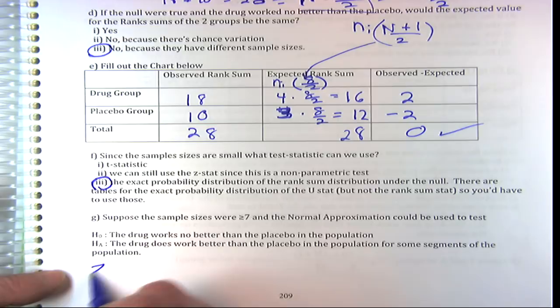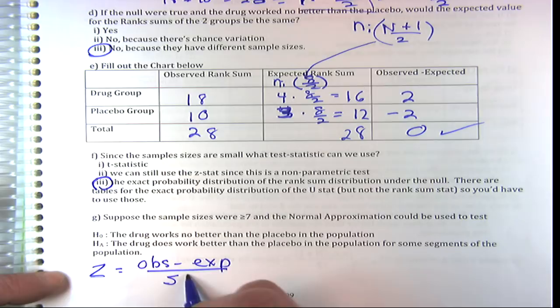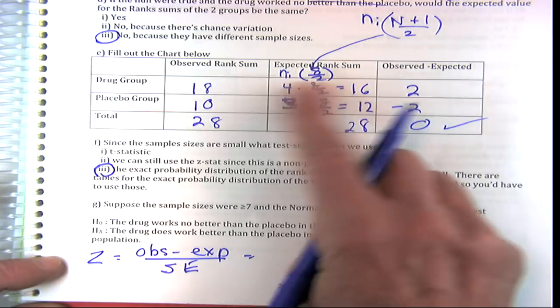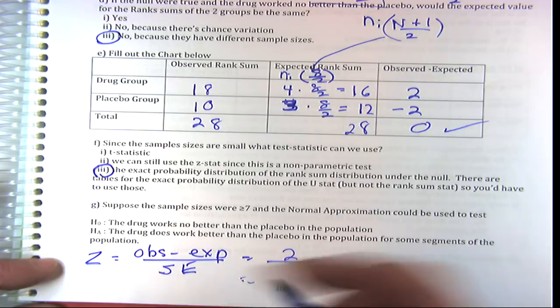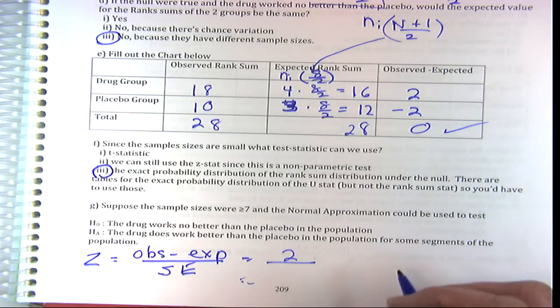So we have to do our usual z equals the observed minus the expected, right, over some standard error. And we have it right here, our observed for the drug group or the placebo group. They're just going to be opposites of each other, so it doesn't matter which one we use. And this is going to be given to you, the standard error for the rank sum or the U statistic. You won't have to remember it. It will be given to you.